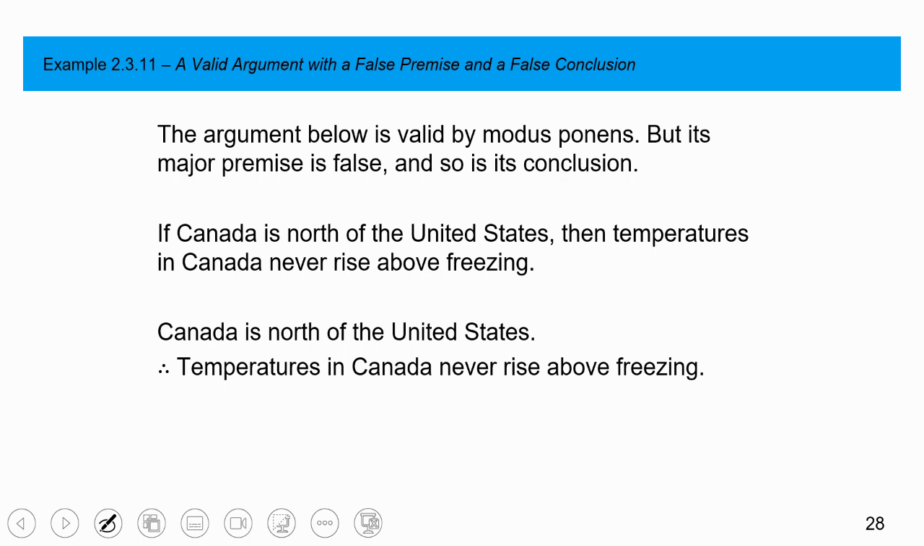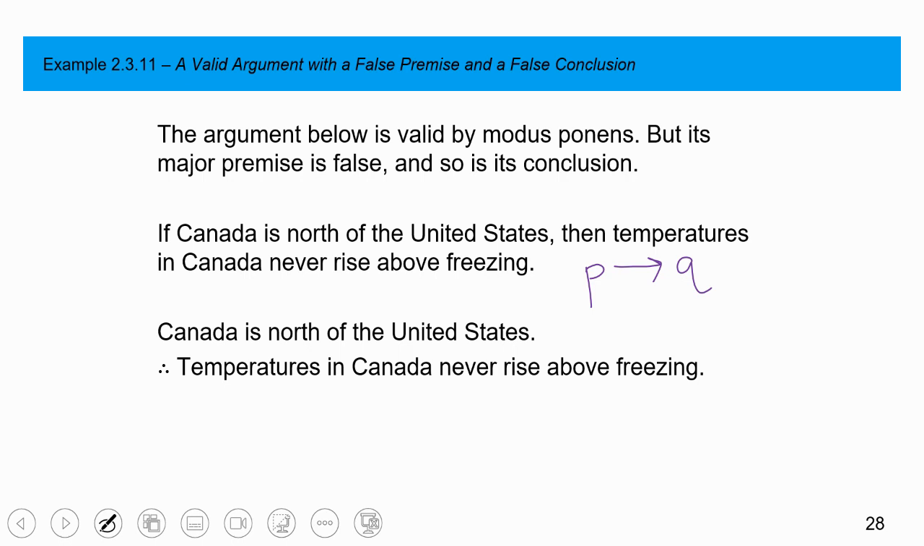So let's just look at this. It says Canada is north of the United States. We'll let that be P. If Canada is north of the United States, then the temperatures in Canada never rise above freezing. So that's our if-then statement. P is Canada is north of the United States. Q is temperatures in Canada never rise above freezing.